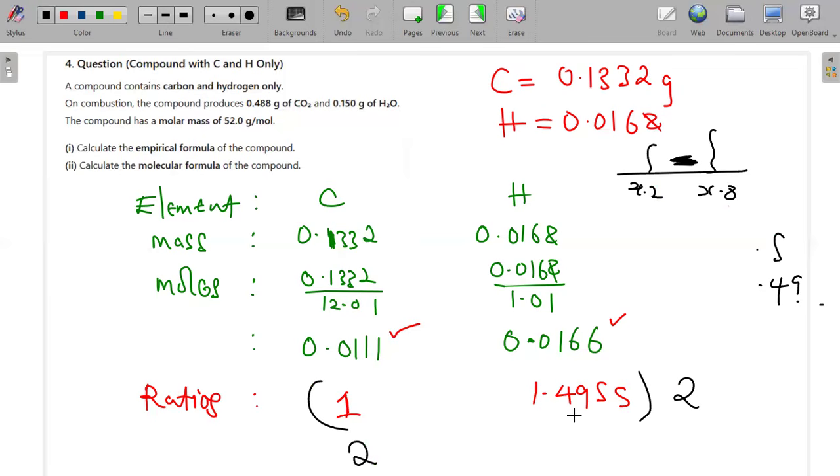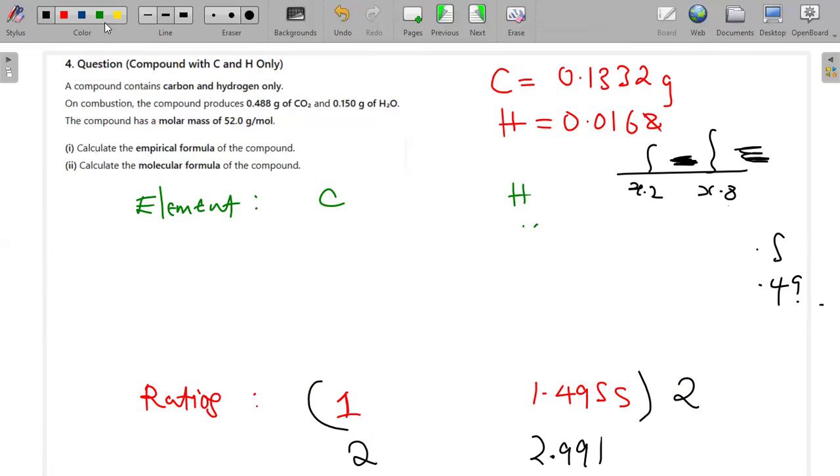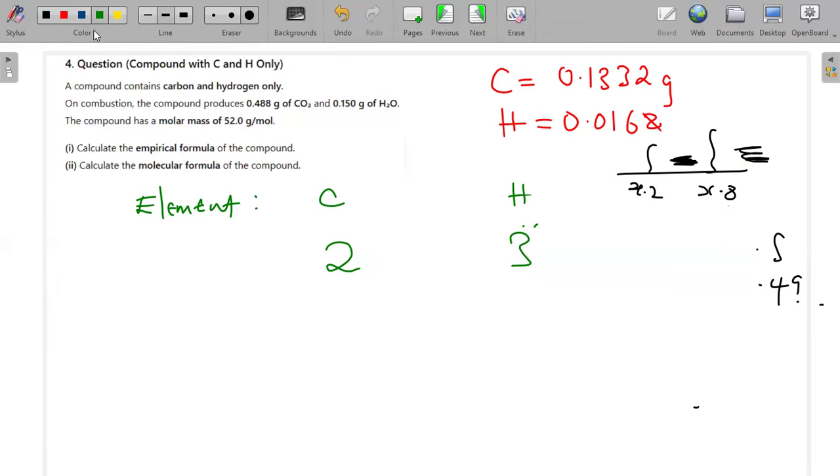Here, I'm going to get what? 1.4955 multiplied by 2. So I'm going to get 2.991. So this 2.9 is greater than 0.8, so I can round it off. So it means my empirical formula here is just going to be, this will be 2 still. This one I can now round off, it will be 3. So that will be my empirical formula, C2H3. Okay, so that is my empirical formula.